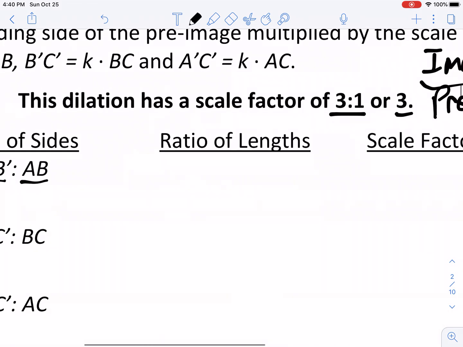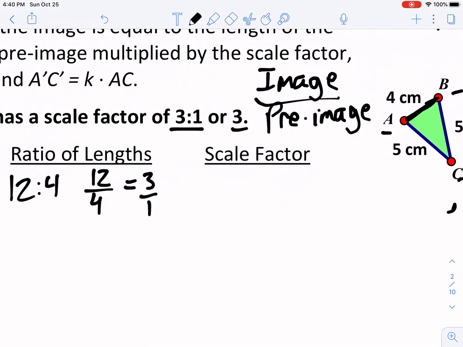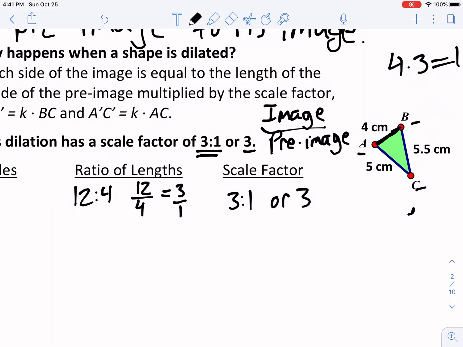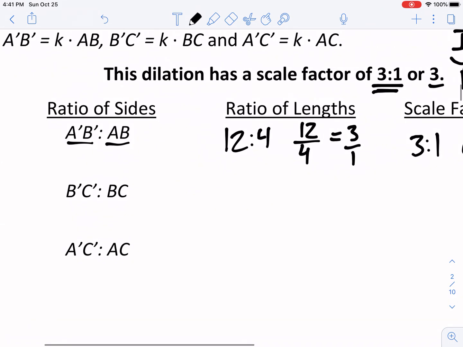So we're looking at a ratio of 12 to 4, or if we wrote it as a fraction, it'd be 12 over 4, okay? Well, if I divide that out or reduce it, we know that ratio is going to be 3 over 1, which is what they're saying here. It's 3 to 1, so our scale factor would be 3 to 1, okay? So if we wrote it as a ratio versus a fraction, it would be 3 to 1 or 3. Okay, so it's 3 times as large, and that's going to be the same thing for B prime, C prime.